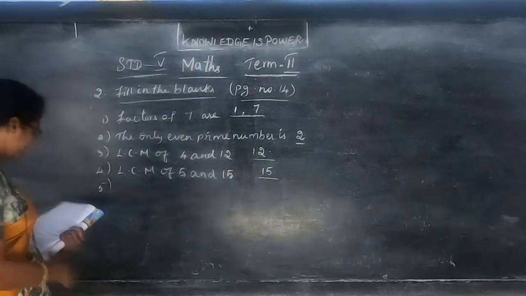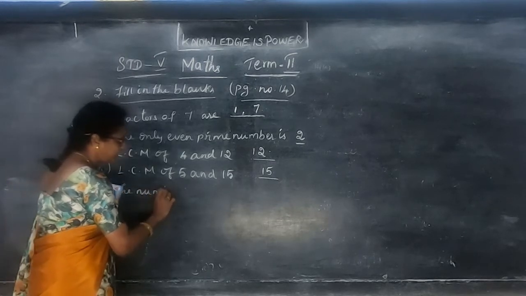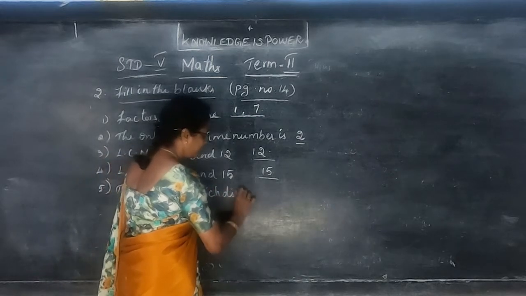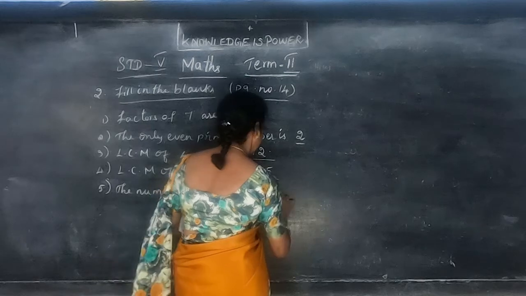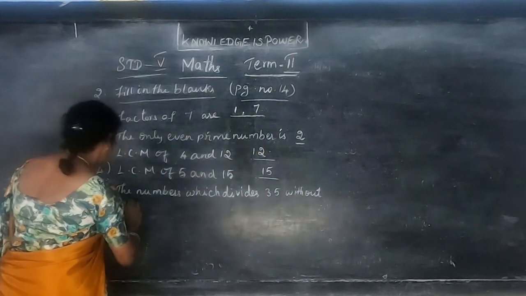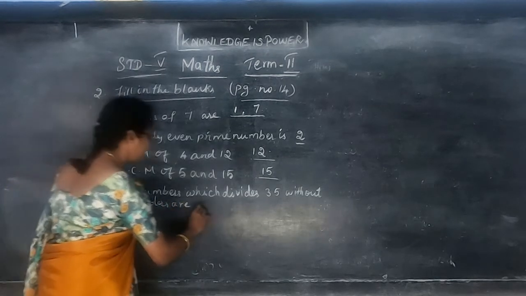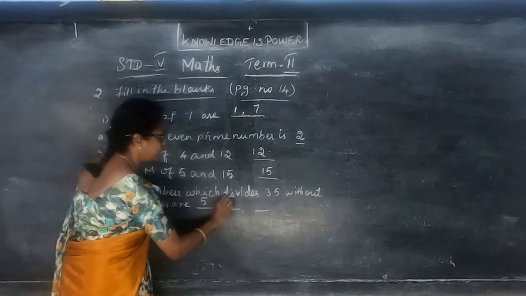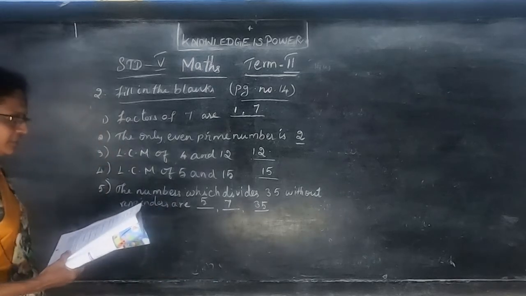The number which divides 35 without remainder. Divides 35 without remainder. They are given 3 options. That is 5 tables, 7 tables and 35 tables. So these are the 5 fill in the blanks.